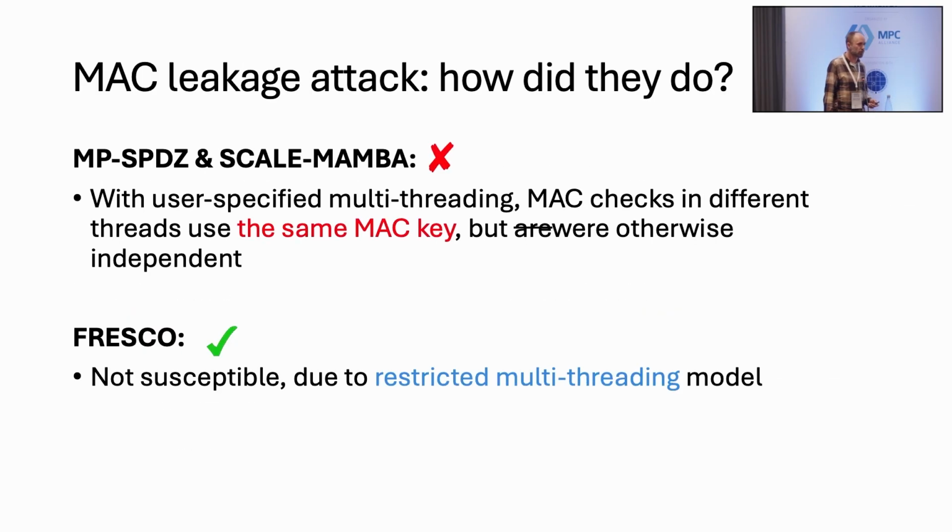So how does it look? Well, it turns out MP-SPDZ and SCALE-MAMBA were, at least before being patched, both susceptible to this issue. Exactly because when you have multi-threading in these frameworks, the openings and all the MAC checks were done completely independently, so you could kind of stall one and then use the MAC key in the other and carry out this attack. Fresco, on the other hand, was not susceptible, purely because of its more restricted multi-threading model, where the MAC checks are all carried out kind of globally and not independently.